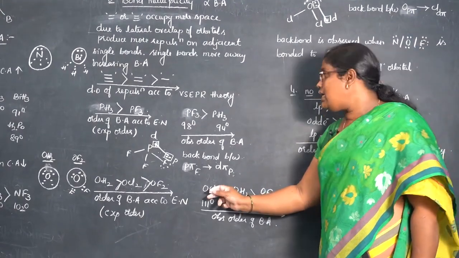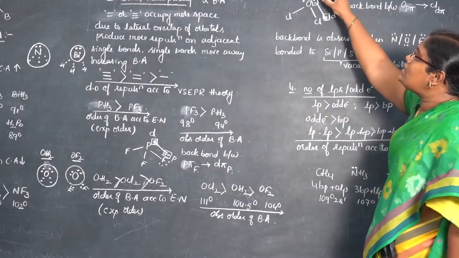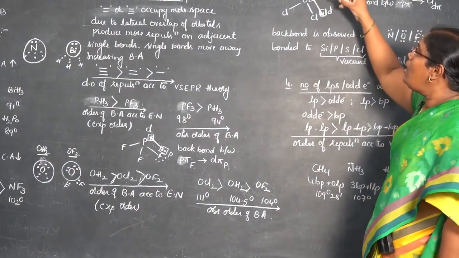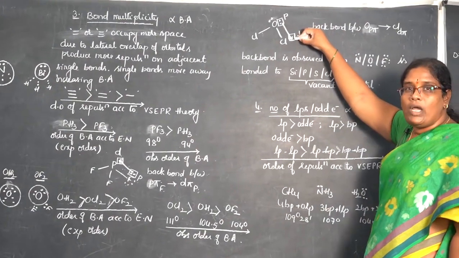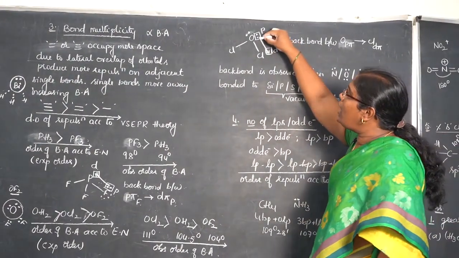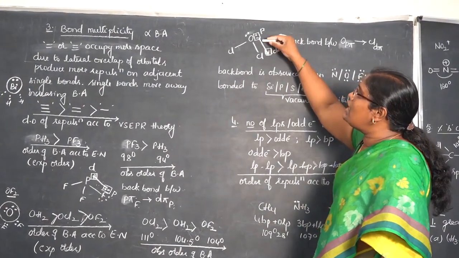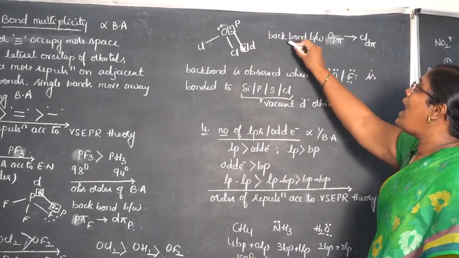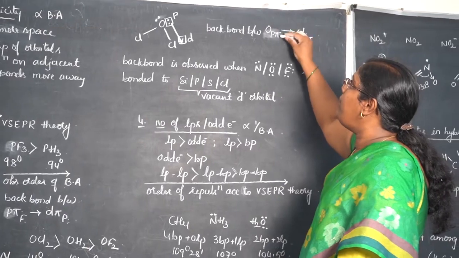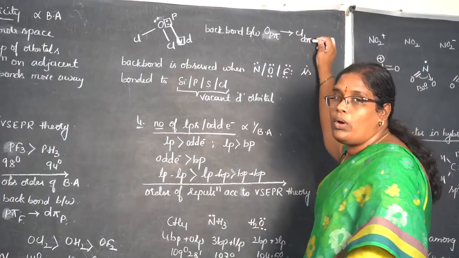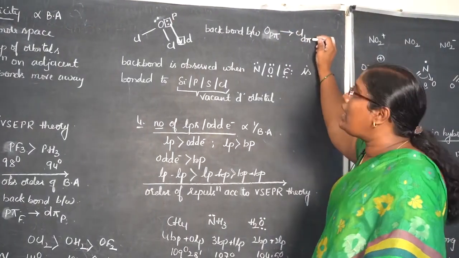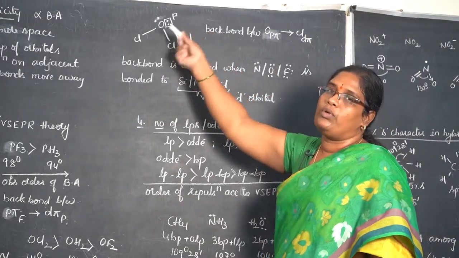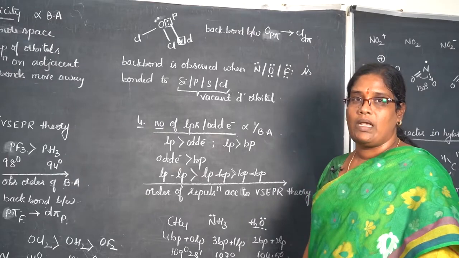But in oxygen dichloride, oxygen has a lone pair of electrons in the p orbital, and chlorine has a vacant d orbital, so back bonding exists between the oxygen lone pair and the d orbital of chlorine. That is the back bond between the oxygen p pi orbital and the chlorine d pi orbital. Again, in place of a single bond, we get a double bond, therefore the bond angle increases.